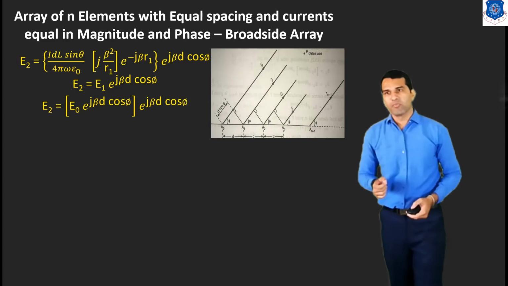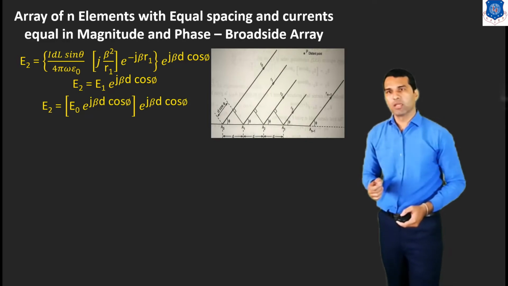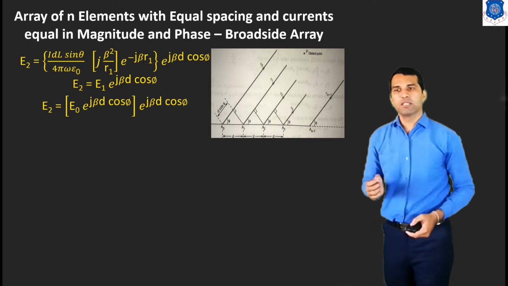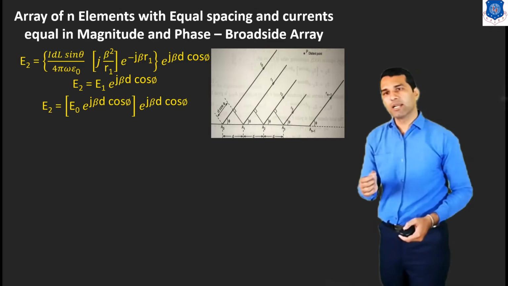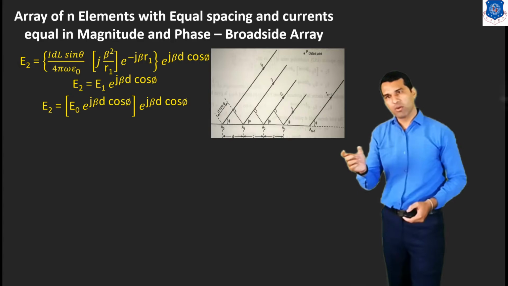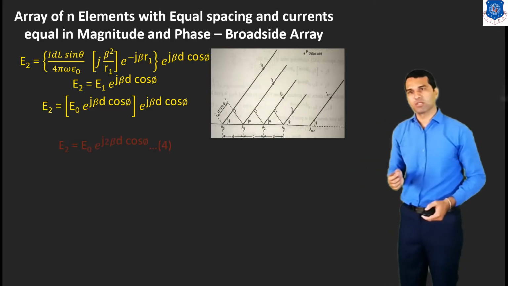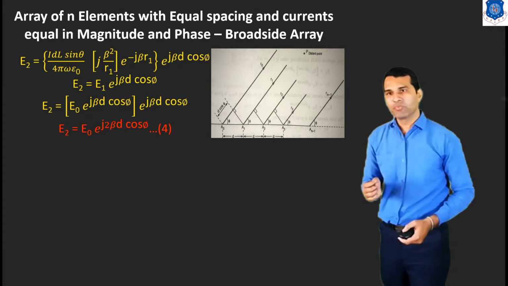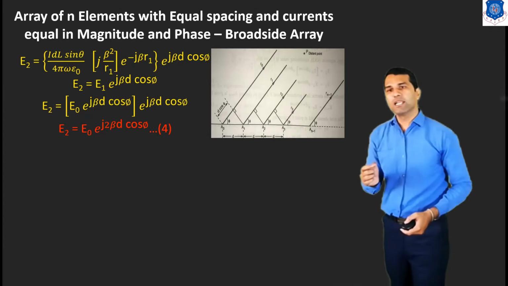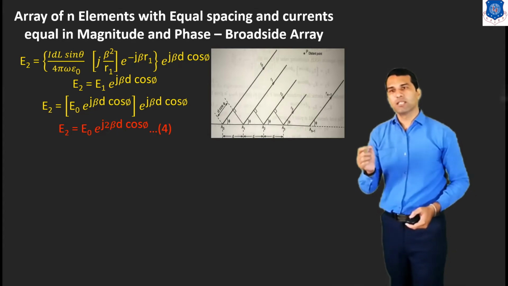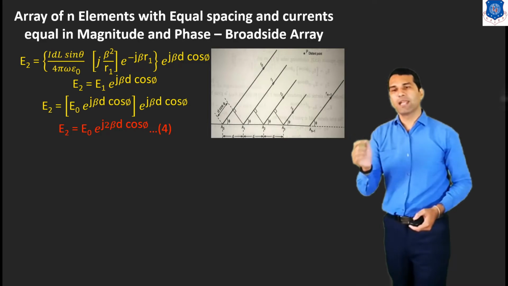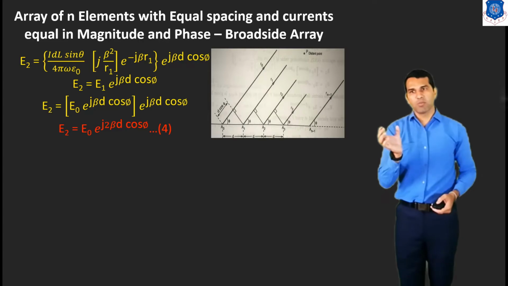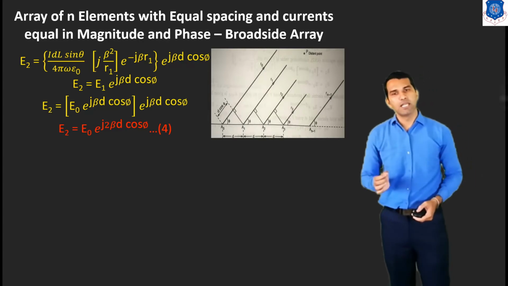So for E2, we have the E1 equation. E1 is nothing but E0 e raised to j beta d cos phi. So we put the value of E1 in this equation. We can write that E2 equals E0 e raised to j beta d cos phi times e raised to j beta d cos phi, because of these two terms. So we know that this is the summation, e raised to j beta d cos phi.